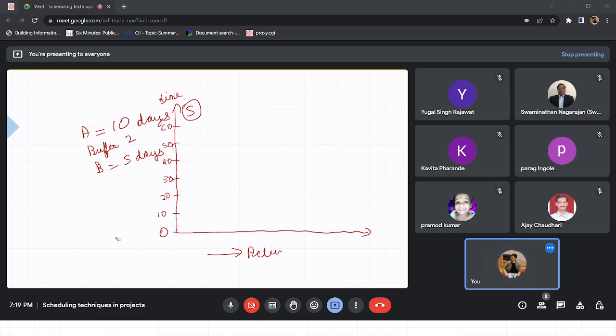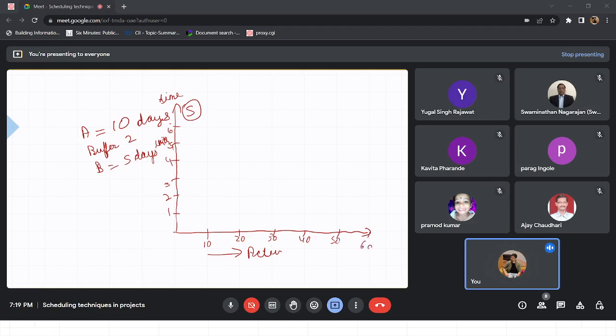Wait, I should rotate this. Instead of having time here, we will go by the same convention that we have been using in LOB diagrams, with units on this axis. This will make it very easy to visualize. Units 1, 2, 3, 4, 5, 6, and similarly for the time, 10, 20, 30, 40, 50, and let's say 60 here.